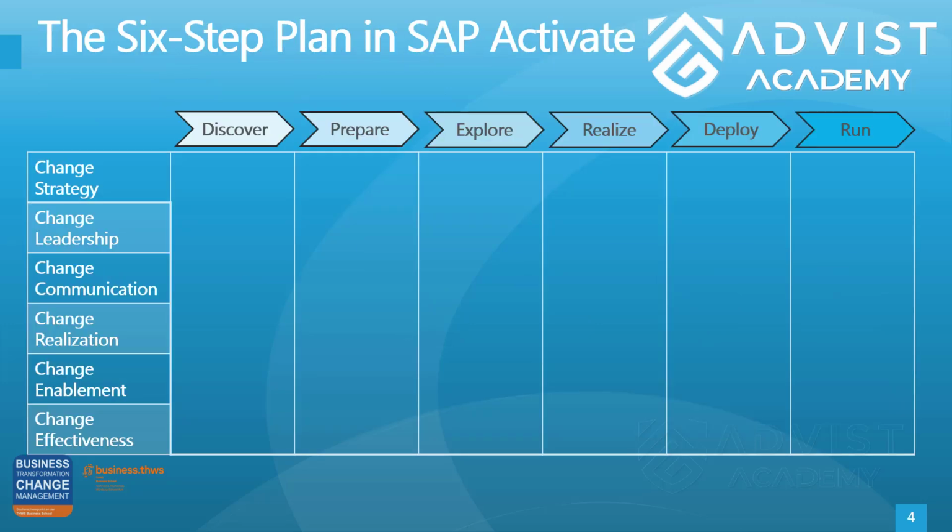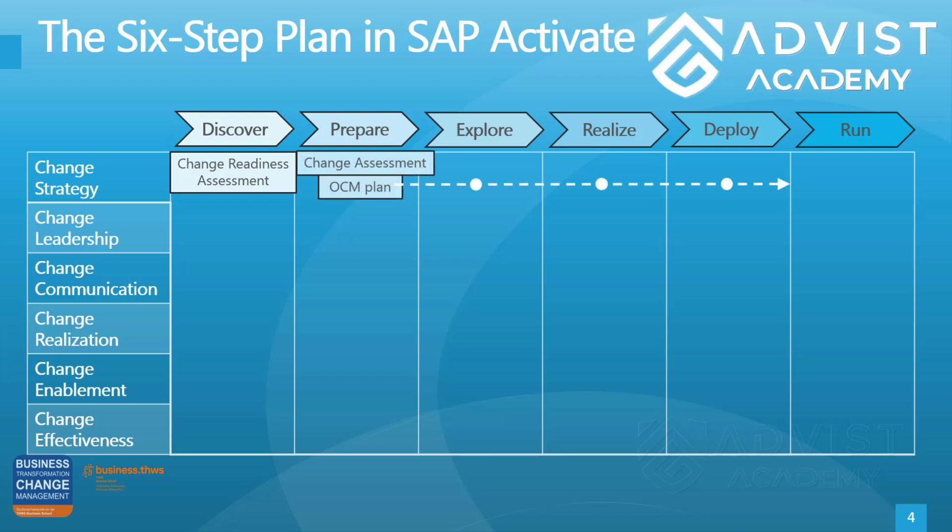After we have seen when change management takes place during the project, we now look at the 6 content areas distinguished by SAP Activate, the so-called 6-step plan. It starts with change strategy. Here, the strategic foundation is laid with a change readiness check, a change assessment, and the OCM plan, structuring the project early on. Next comes change leadership, because without active leadership, no transformation can succeed.